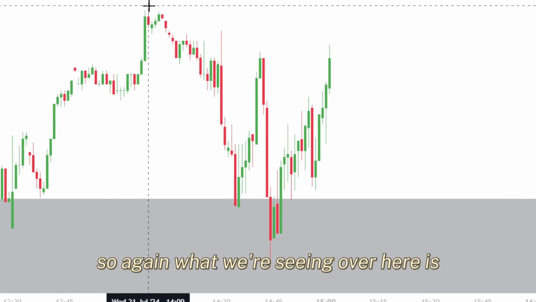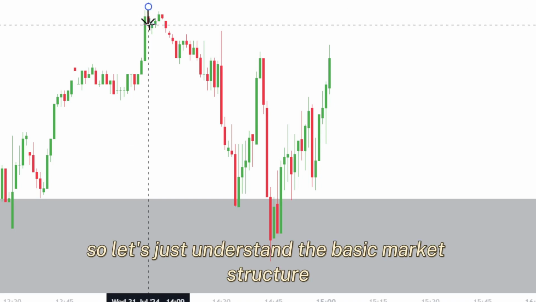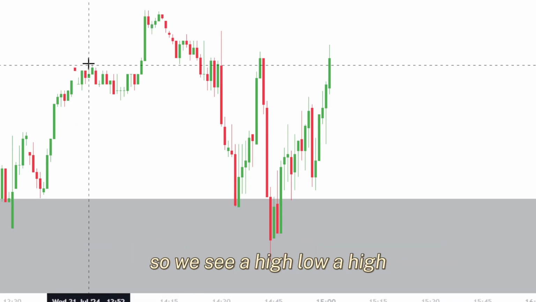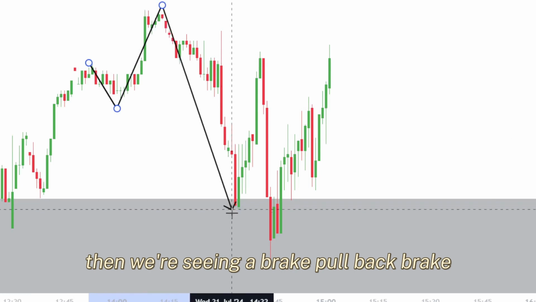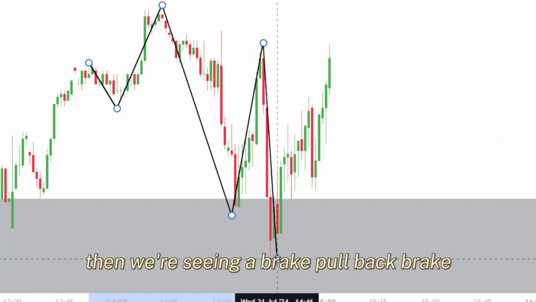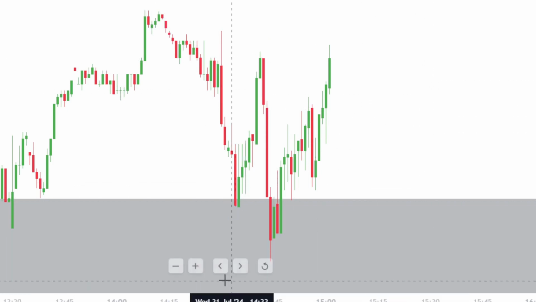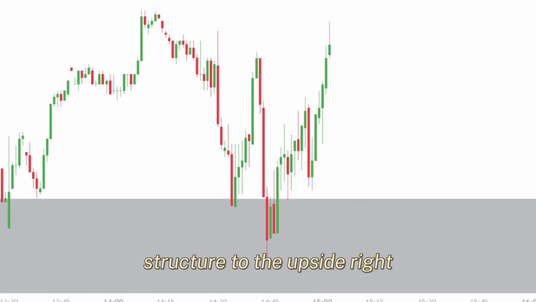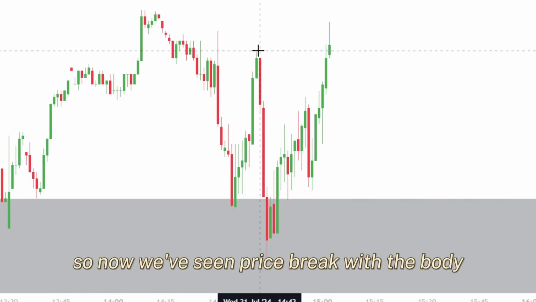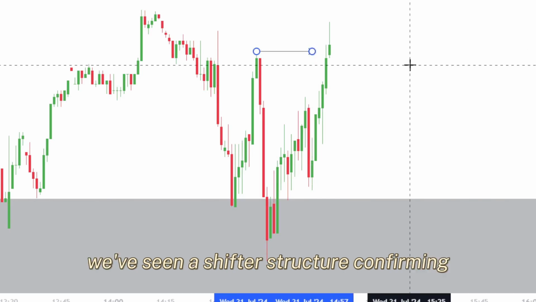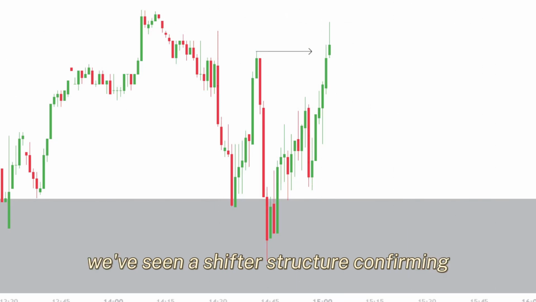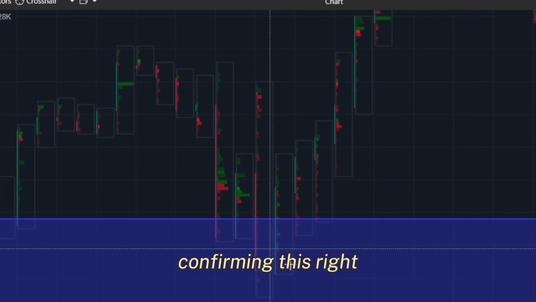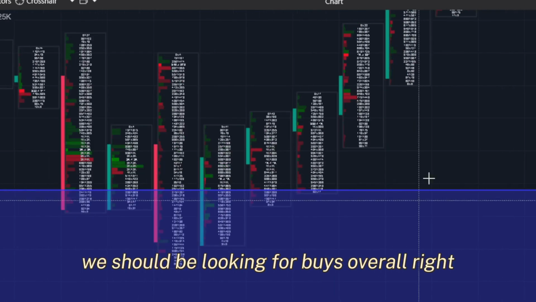So what we're seeing over here is shifts of market structure, right? Let's understand this basic market structure. We see a high, low, a high. Then we're seeing a break, pullback, break. And now from here, we're seeing the market breaking structure to the upside. So now we've seen price break with a body, so we've seen a shift of structure confirming the fact that we should be looking for buys overall, right?